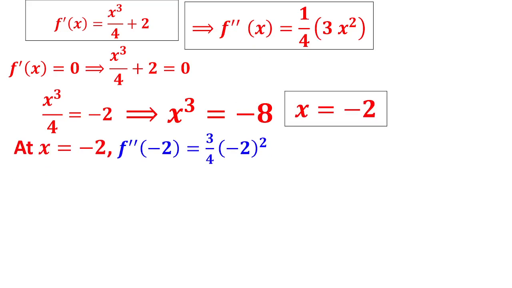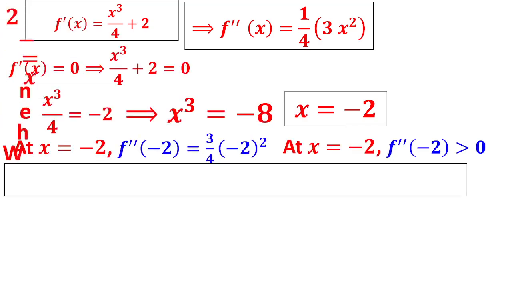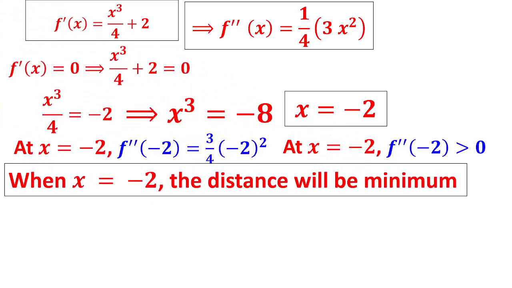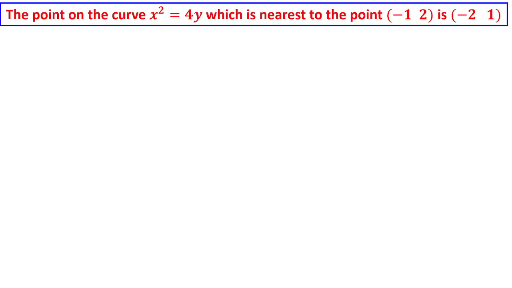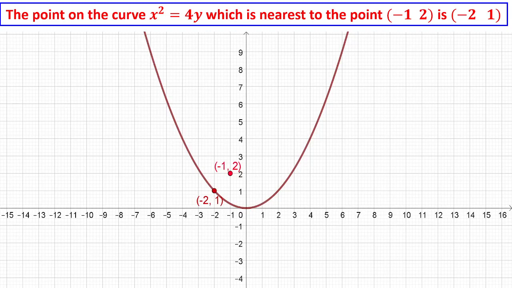At x is equal to minus 2, I am checking the nature of f double dash of x. This is greater than 0. All of you know that the distance will be minimum. Second derivative at x is equal to minus 2 is greater than 0, therefore minima. Therefore, it is minimum. For when x is equal to minus 2, let us find what is y. Y is 1. Therefore, the point on the curve which is nearest to the point is minus 2 comma 1. Come on, let us see the graph of it. This is the graph of the function x square is equal to 4y, an upward parabola. The nearest point to minus 1 comma 2 is minus 2 comma 1.